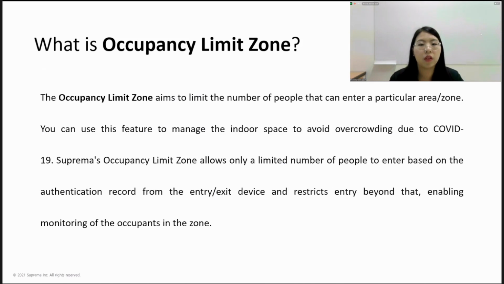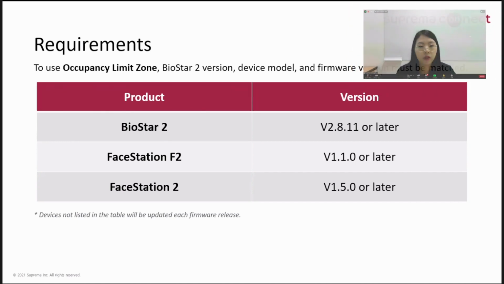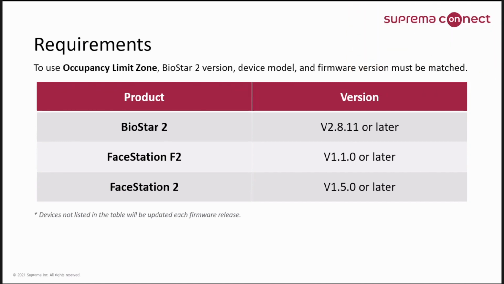The Suprema Occupancy Limit Zone allows only a limited number of people to enter based on the authentication record from the entry and exit device and restricts entry beyond that, enabling monitoring of the occupants in the zone. The Occupancy Limit Zone currently supports only 2 devices. Please check the BioStar 2 information, device model, and firmware version displayed on the screen.